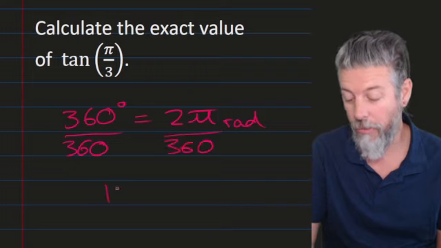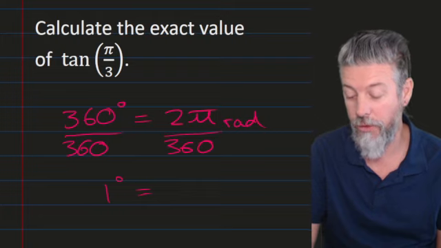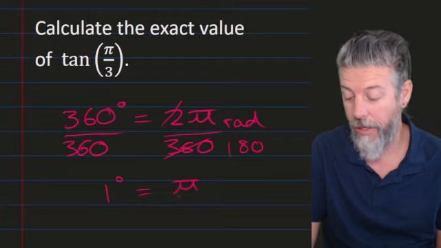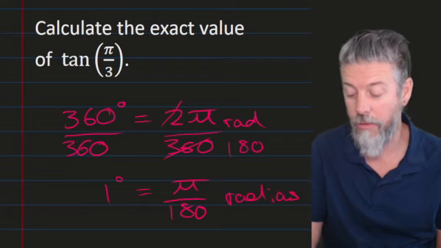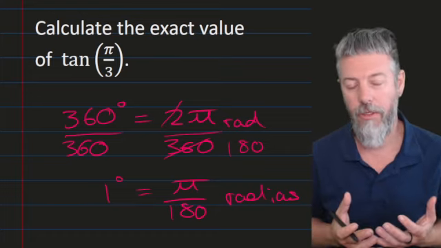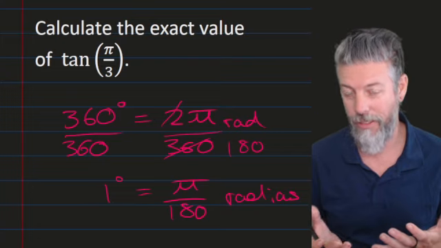And I'm going to get that 1 degree equals, now the 2 cancels with this 360 to 180, and we get pi on 180 radians, right? That is what 1 degree would be. So we have this conversion, this pi on 180 idea.